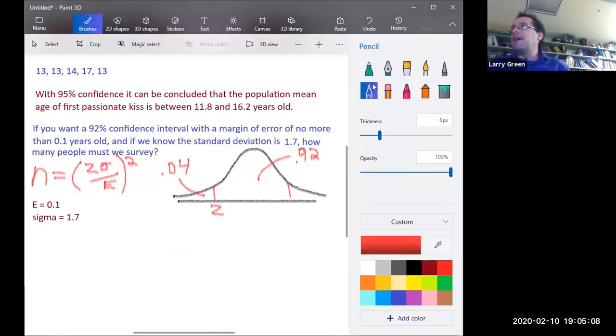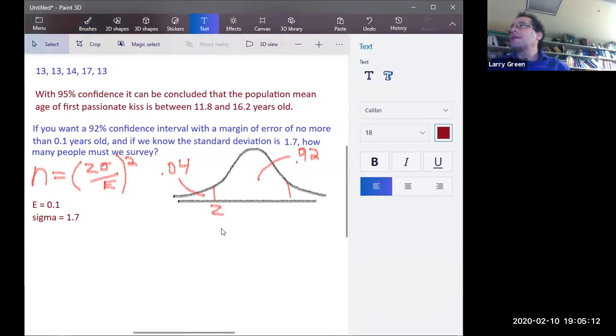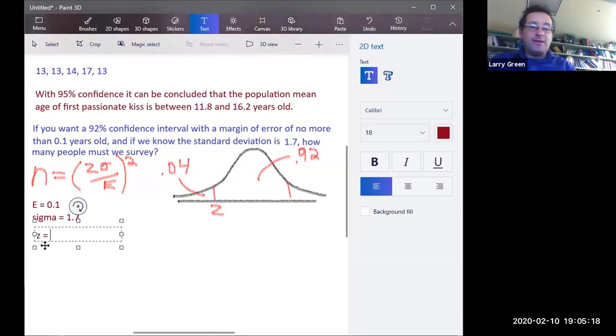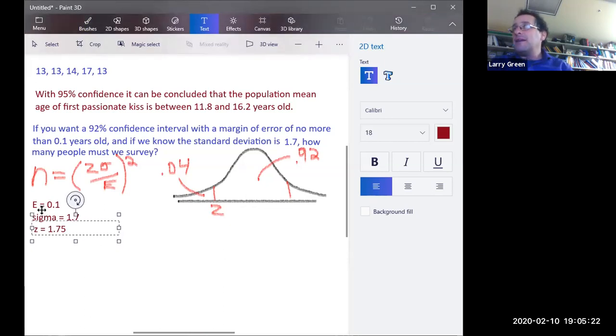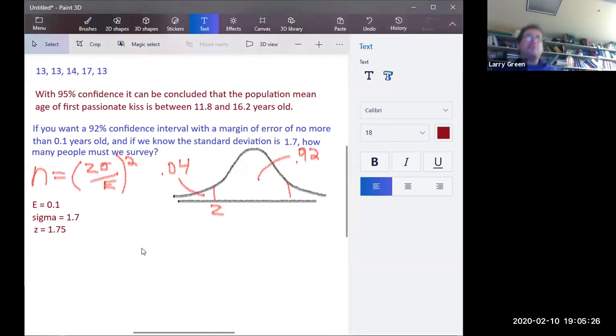And we can say that Z is equal to 1.75. And again, you can ignore the negative sign, and it's just easier to write if you ignore that. Any questions so far?